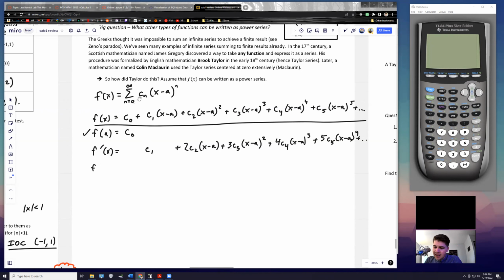If I plug a into the derivative, well, notice that c1 is a constant. This term will not disappear, but the remaining terms, right, they've all lost 1 power, which is what happens when we differentiate a polynomial. But all the remaining terms will still head to 0, right? Because this will be (a minus a) squared. This will be 0 plus 0 plus 0 plus 0 plus 0. And so what I'm going to be left with is f prime of a is equal to c1. And what this is saying is that the next coefficient on our power series must be equal to the first derivative of that function evaluated at a.